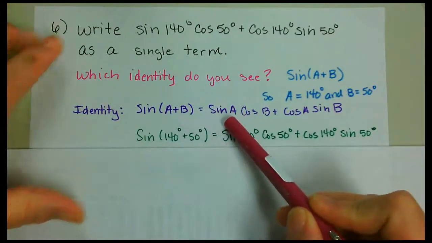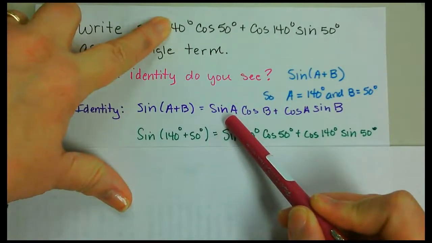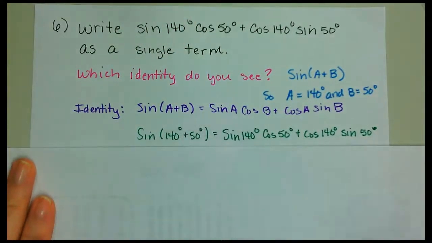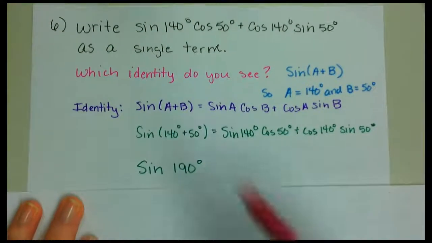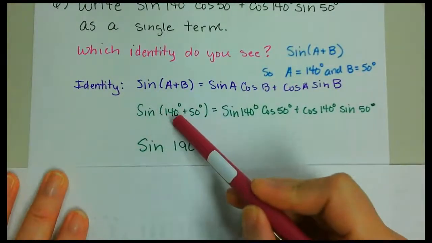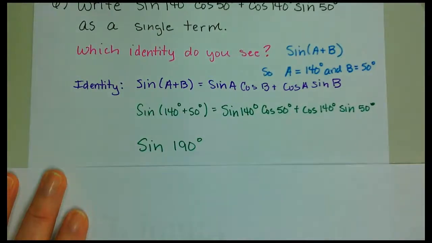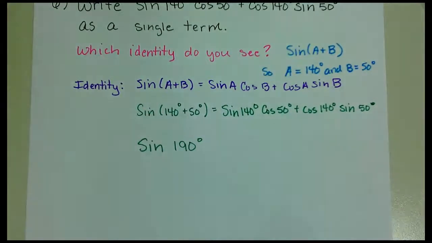So if I'm using this rule, that means A is 140 and then B is 50. So I can walk backwards to 140 plus 50. Now that I've done that, all I have to do is add it. So sine of 140 plus 50 is the sine of 190 degrees, and that is not a unit circle point, so that is your final answer.